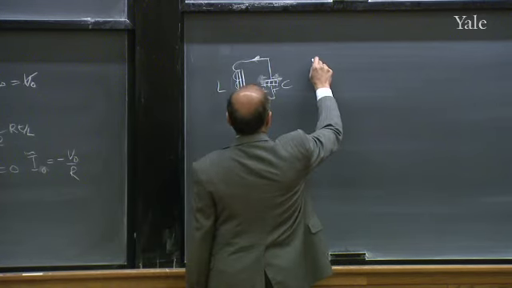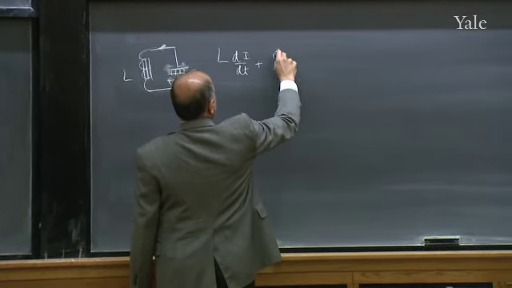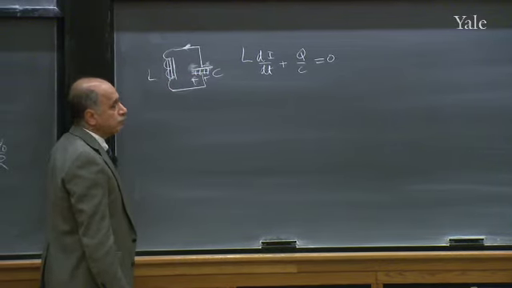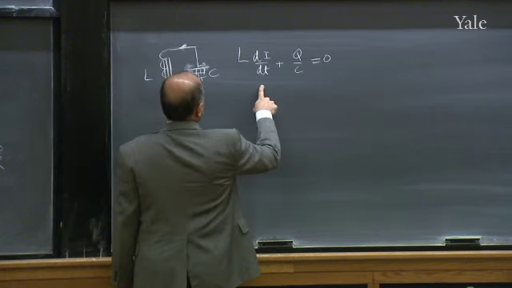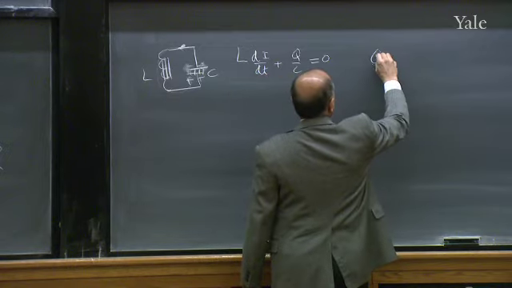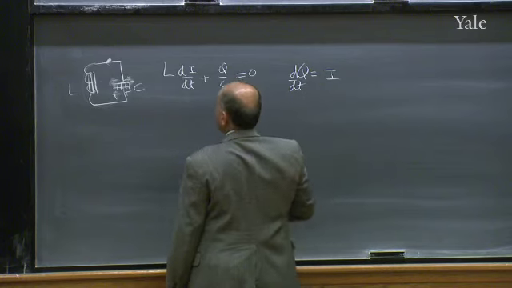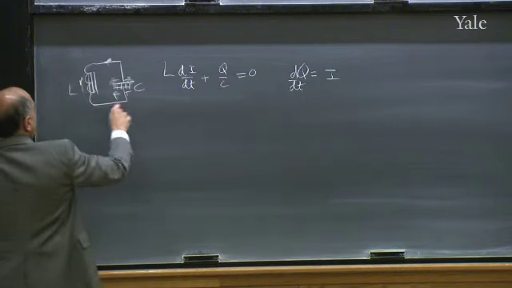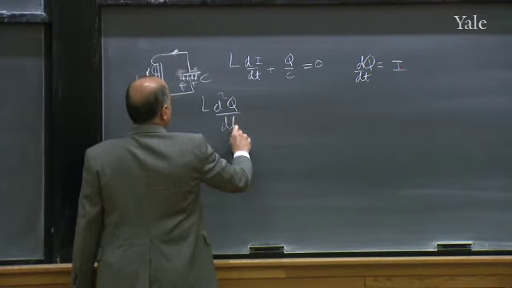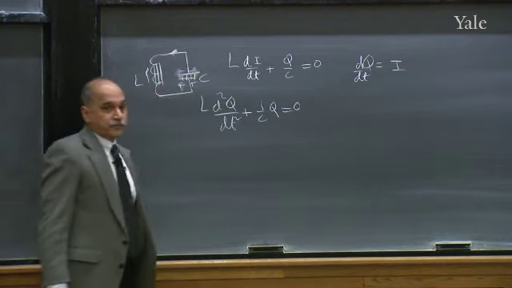So we can get all that by writing the equation L di/dt plus Q over C equal to 0. So let's write everything in terms of Q. Then dq/dt is I, because as the current flows this way, it builds up charge. That's my convention. So I can write it as L d2q/dt squared plus 1 over C q equal to 0.